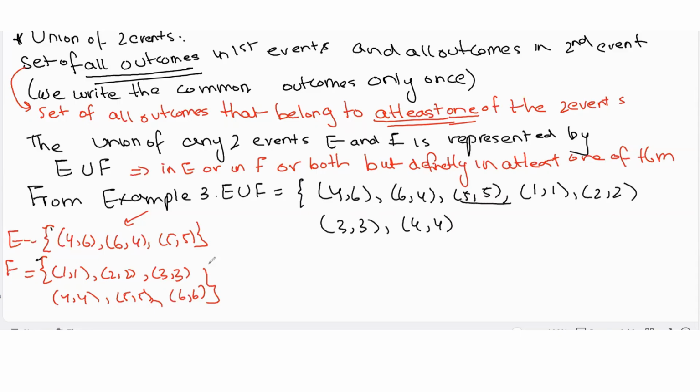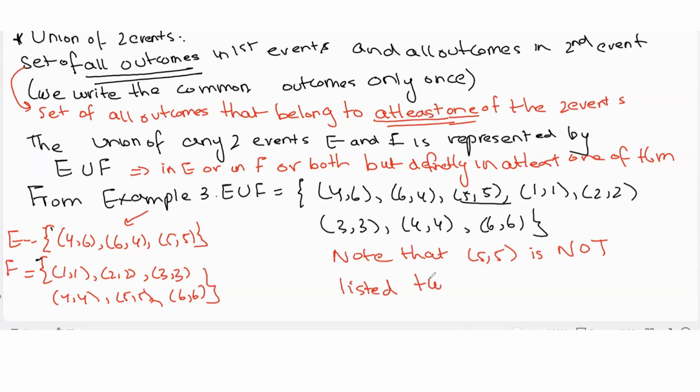So we've already written 5, 5 here, so we don't need to write it again, right? Any common outcomes are only written once. Note that 5, 5, which is the common outcome between them, is not listed twice, right? So the union of two events is just a set of all outcomes in the first event and the set of all outcomes in the second event, and any common outcomes are only listed once.